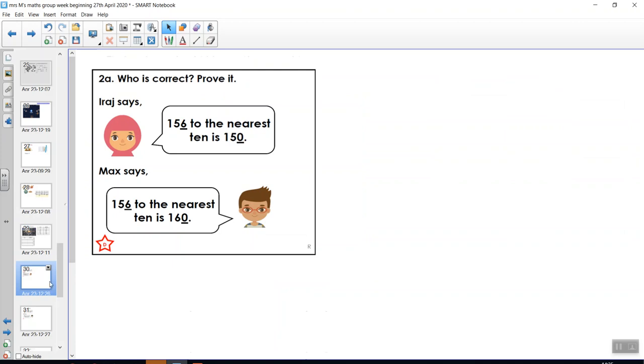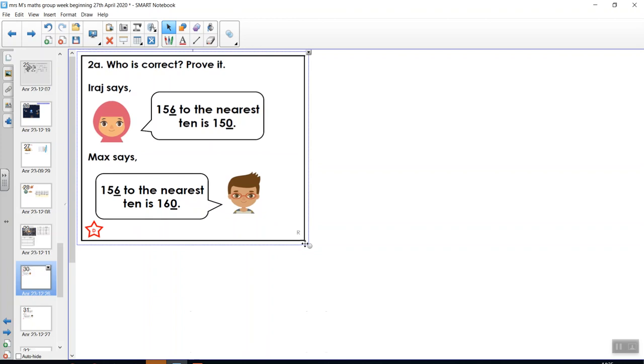Okay, we're going to look at a little bit of reasoning now. We've got two children here. We've got Iraj and Max. Iraj says that 156 to the nearest 10 is 150. Max says that 156 to the nearest 10 is 160. Your job is to work out who is right and then use a number line to show who is correct. Pause the video and have a go. Don't forget to write it down.